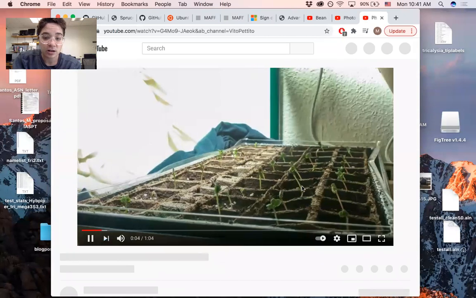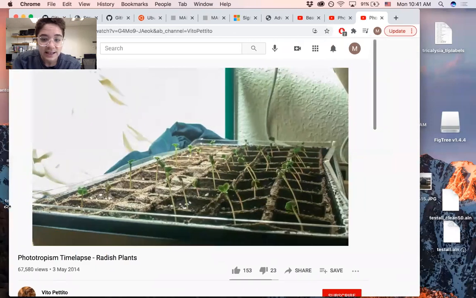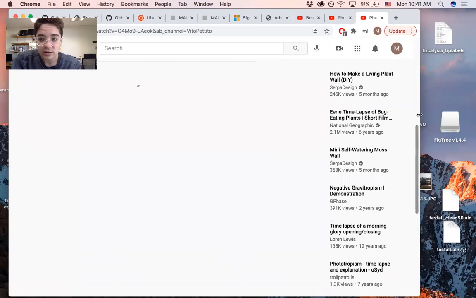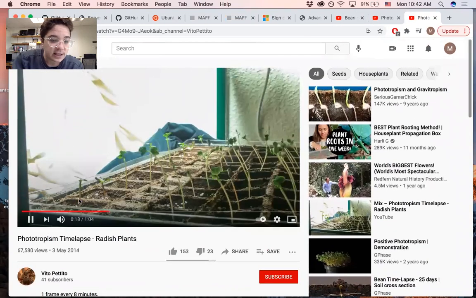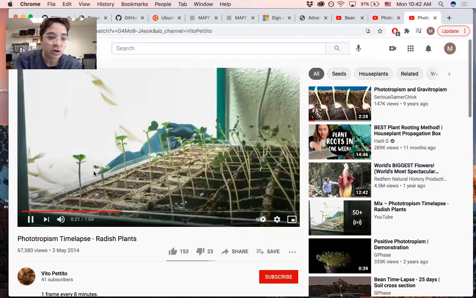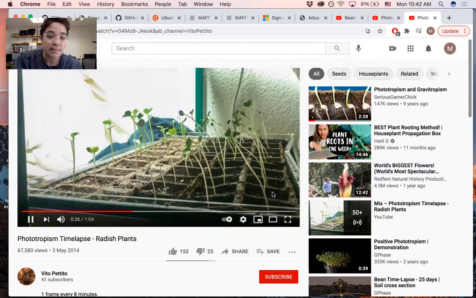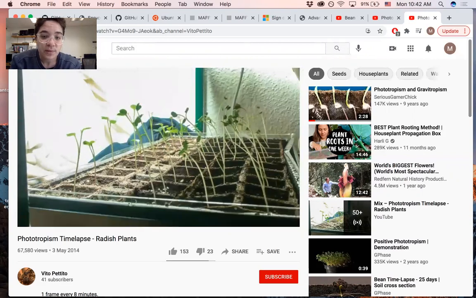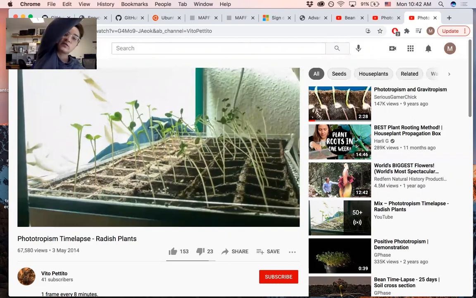This is a time lapse of some, I guess, radish plants. As you can see, the plants that are receiving the most light are up along the front, so they're growing pretty straight up and down. But the plants in the back that aren't receiving as much light are elongating along that dark side and trying to curve towards the light.